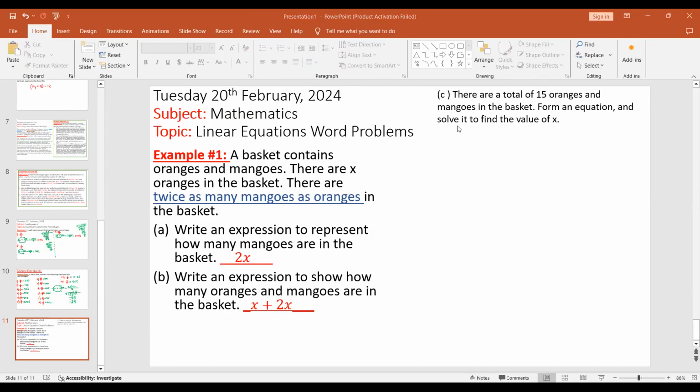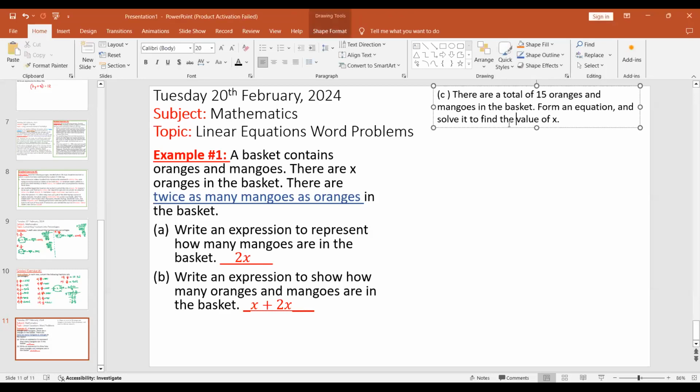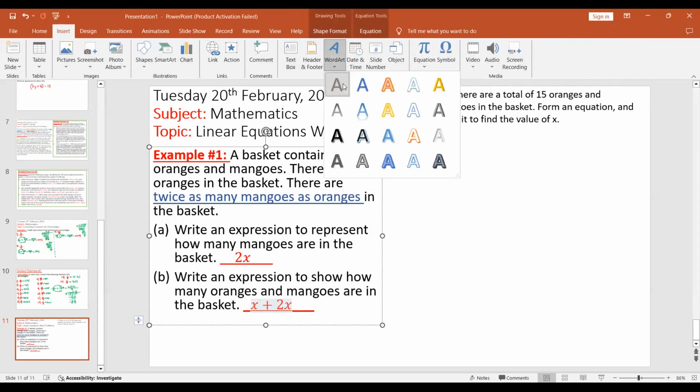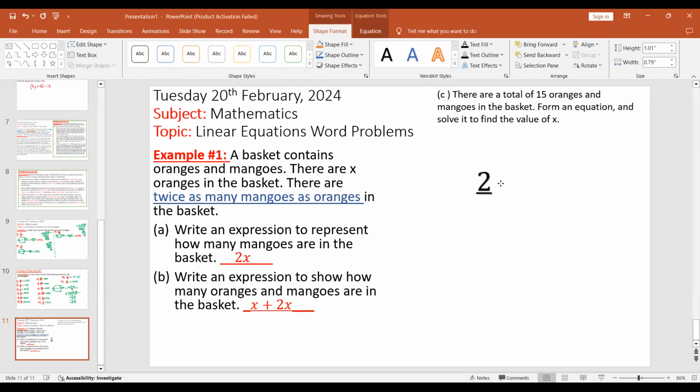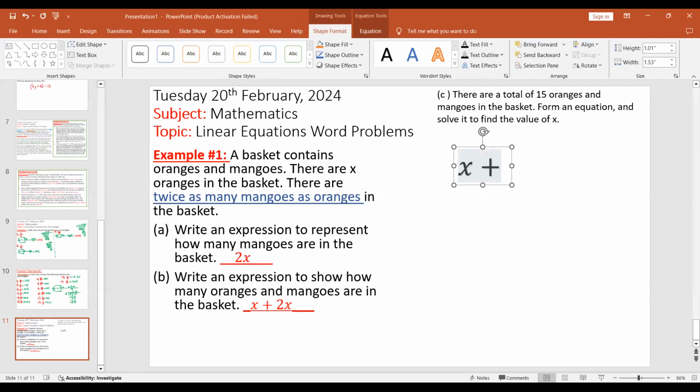What should we do? Well, what we do know is we know that anyone want to try before I give it away? I'm gonna try before I say it. No one? So what we do know? x plus 2x equals 15. Very good. x plus 2x equals 15.